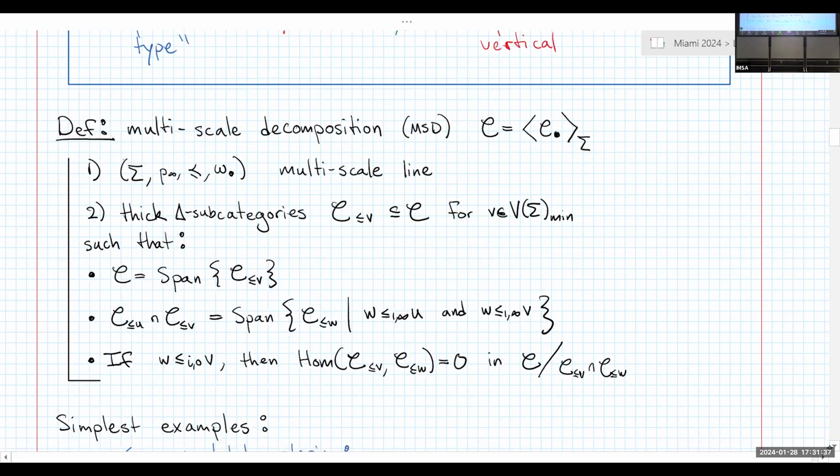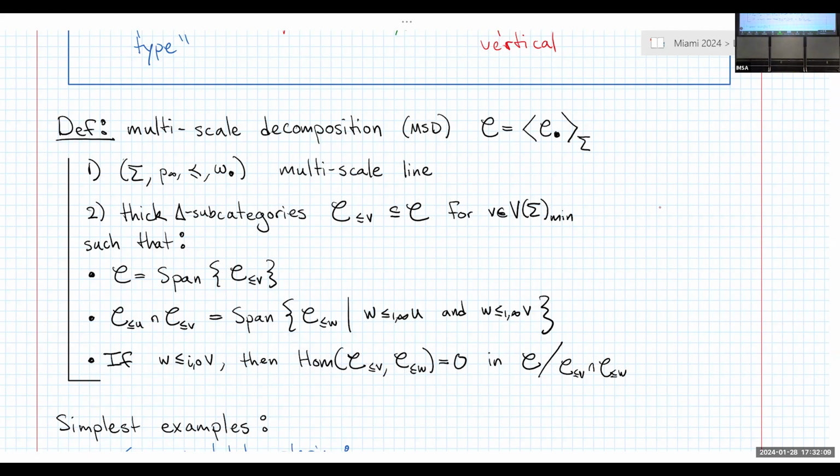Okay, so that's the multi-scale domain. The main homological object is what I call a multi-scale decomposition. This is a generalization of a semiorthogonal decomposition. Part of the data is indexed by some continuous data, which is this multi-scale line. And then for every minimal vertex in the dual graph, we have some subcategory. There can be containment of one in the other.